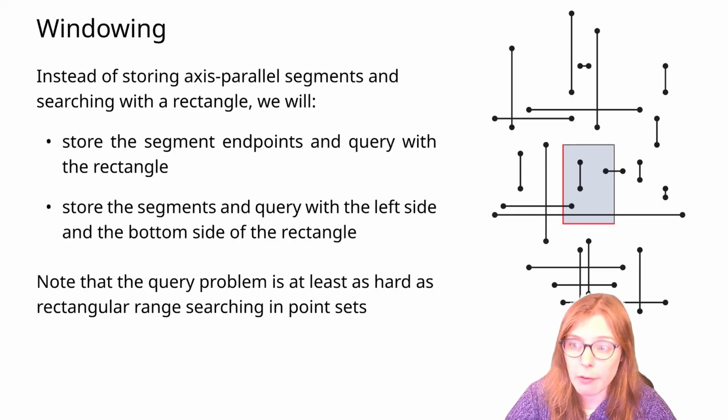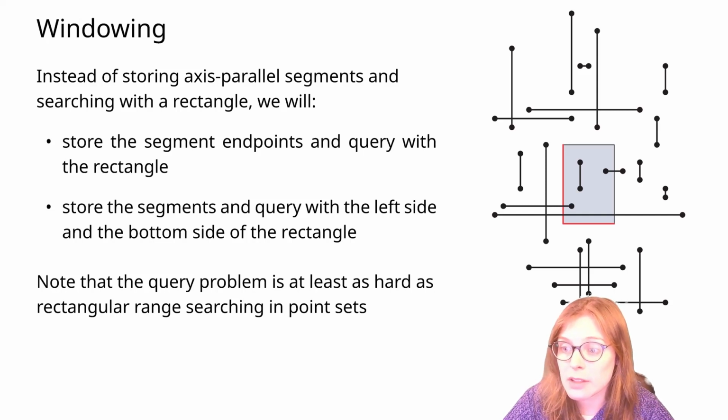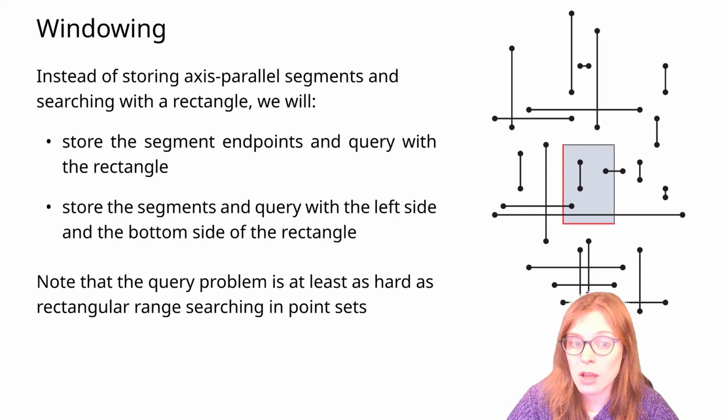So now we will modify the format of the question. Instead of storing the segments and searching by a rectangle, we are going to store the endpoints of the segments and query with the rectangle, and we will store the segments and query with the left and the bottom side of the rectangle. This will guarantee that we report all the segments that intersect a given query rectangle. Note that we already know how to store points and query them with the rectangle, so now we need to design a data structure to store segments with a query that is a vertical or a horizontal segment itself, and we want to report all the segments stored in the data structure that intersect the given query segment.